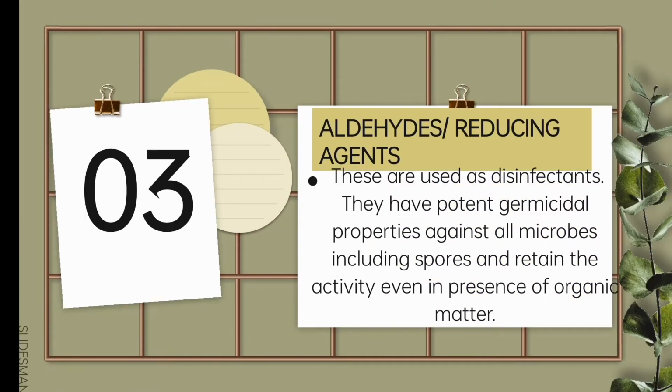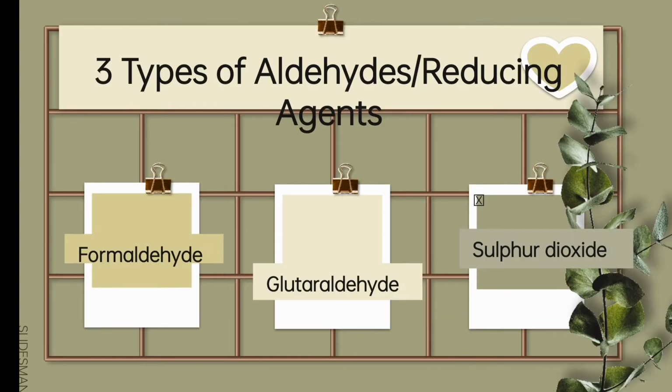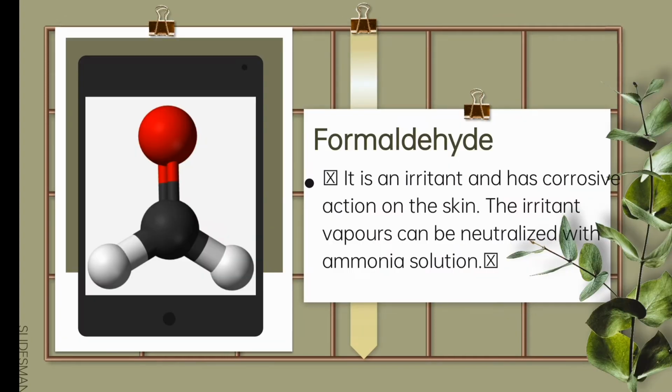Third, aldehydes or reducing agents. These are used as disinfectants and they have potent germicidal properties against all microbes including spores and retain the activity even in presence of organic matter. Aldehydes have three types: formaldehyde, glutaraldehyde, and sulfur dioxide. Formaldehyde is an irritant and has corrosive action on the skin. The irritant vapors can be neutralized with ammonia solution.